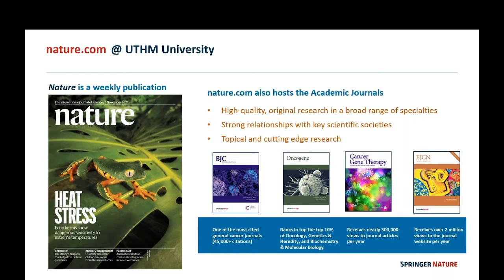The first of which is the very famous Nature imprint. You can see on the left-hand side this very beautiful front cover of this week's issue of Nature. Nature is very interestingly a weekly publication. It is very rare that you will see a journal that is ranked #1 in its field which is also a weekly publication. I will explain a little bit more about why it's a weekly publication and the qualities of Nature later on.